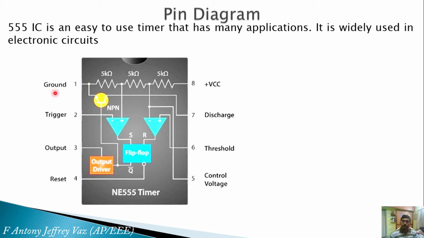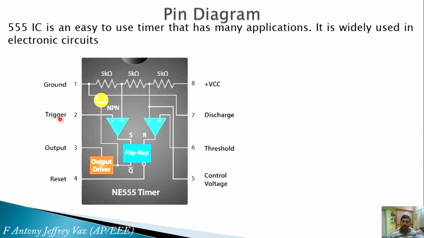Here the first pin and the eighth pin are used to supply voltage to the IC. These two pins will give power to the IC. Here plus 5 volt has to be given at minimum, and to the ground we have to give 0 volt with respect to plus 5 volt or plus VCC.